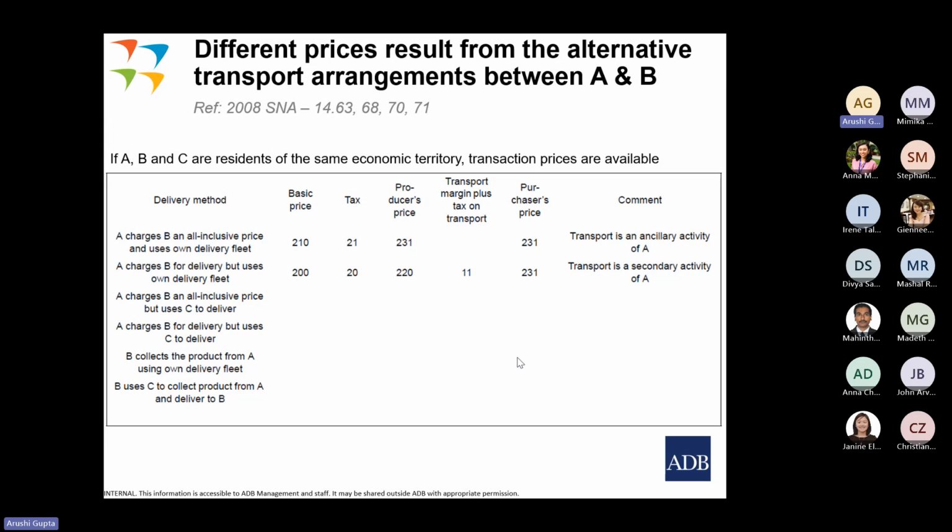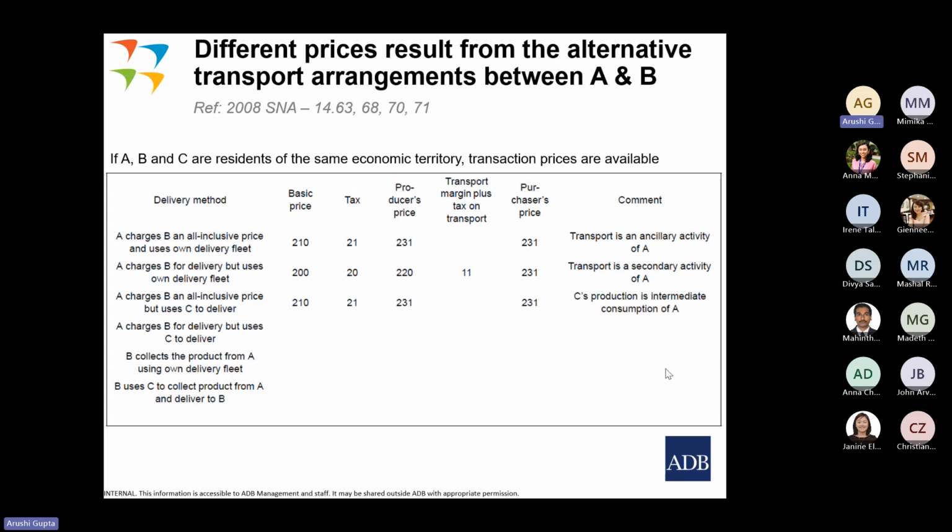In the second case, when A charges B for delivery and still delivers using own delivery fleet, transport is treated as a secondary activity of A. Here, the invoice will make a distinction between basic price of the output, that is 200, and it will account for an additional transport fee along with transport tax. But even in this case, the producer's price still remains the same as case one, that is 231. And A's intermediate consumption from using the delivery truck, compensation of employees from the wages paid to the driver and consumption of fixed capital due to using the delivery truck would still be recorded in A's accounts.